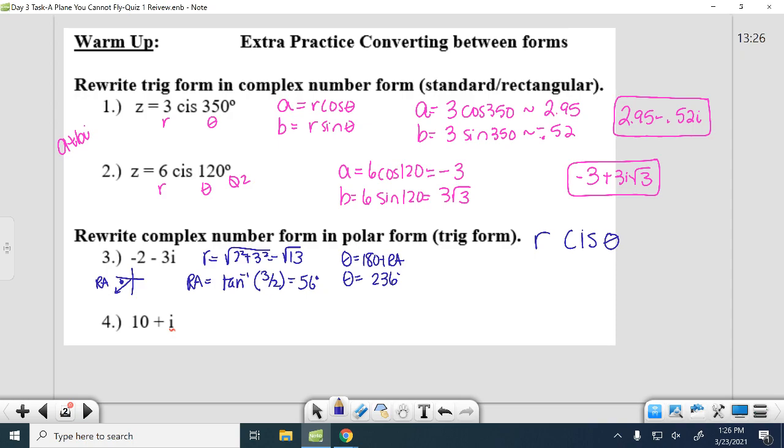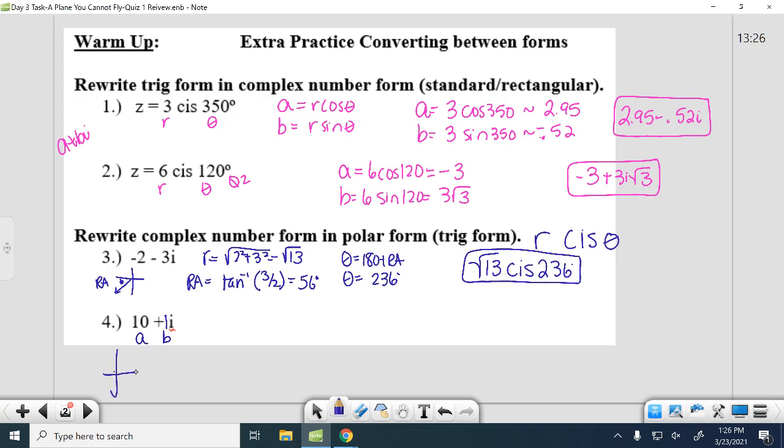You have everything that you need to write R cosine i sine theta. So our R value is the square root of 13, cosine i sine 236 degrees. That is our answer for example 3. And then in number 4, our real number is 10. Our imaginary is 1i, or just 1 for that B. So there's my A and my B values.